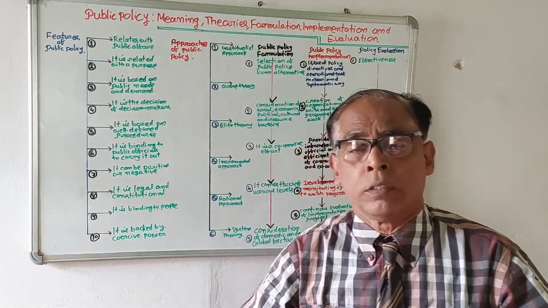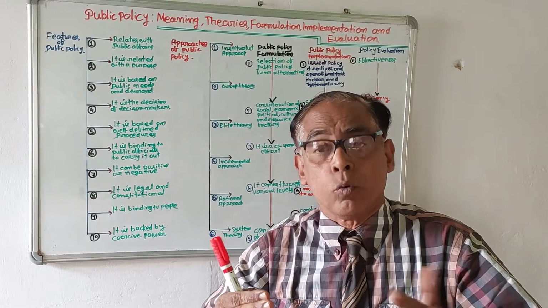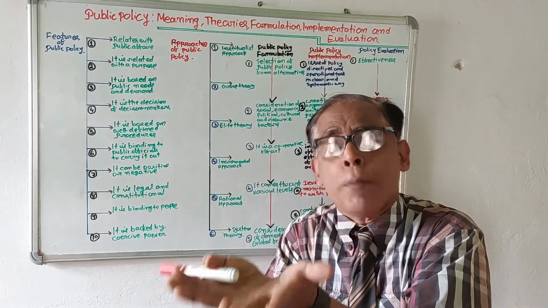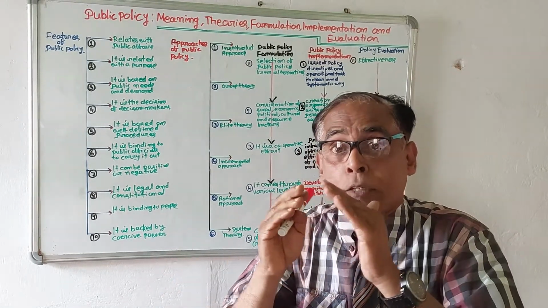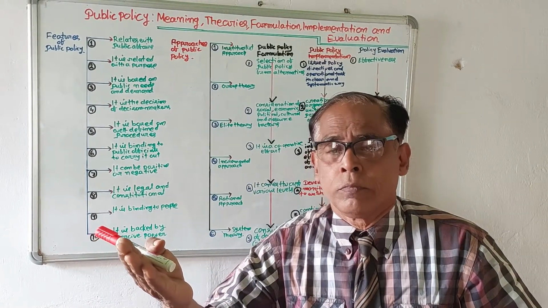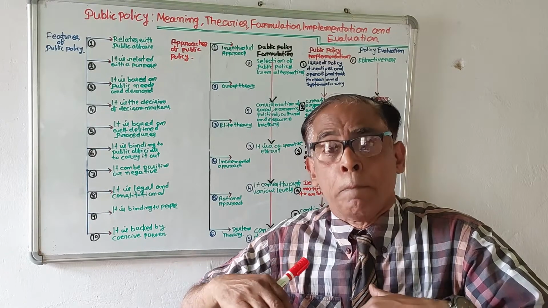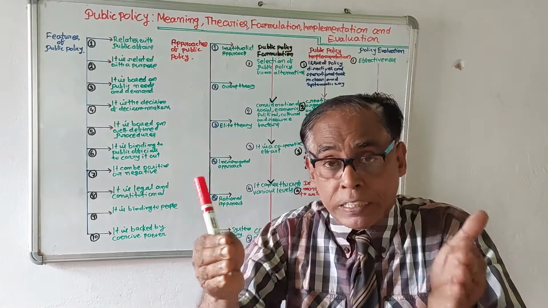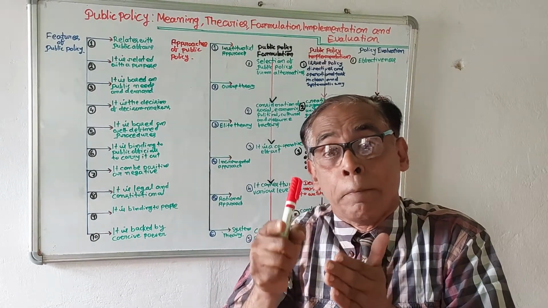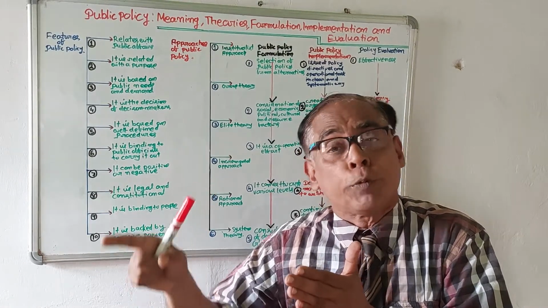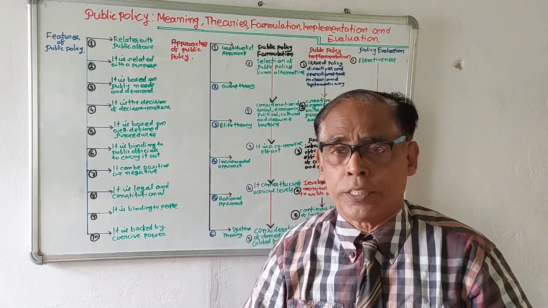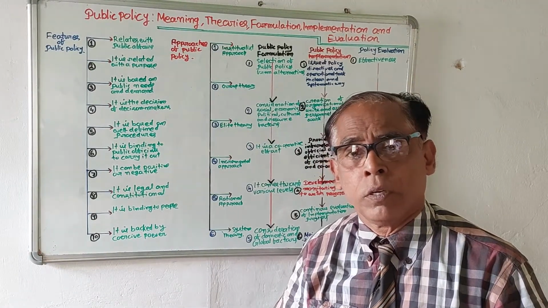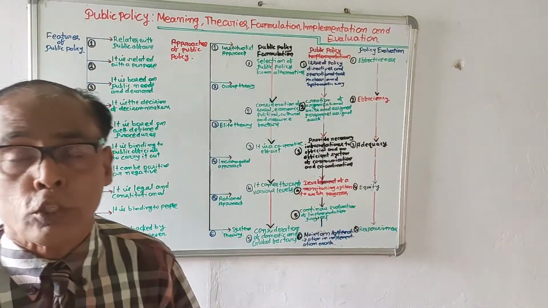Finally, system approach. The system approach says that whenever the government rules, it will have to face the people. And from the people, many types of demands will come. These are known as inputs. The government, after considering these demands, will make a policy to satisfy people. This is known as public policy. So, we are clear till now what public policy is, and we are clear about the important theories associated with public policy.